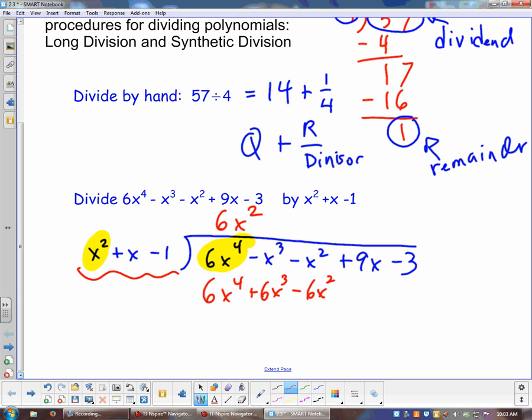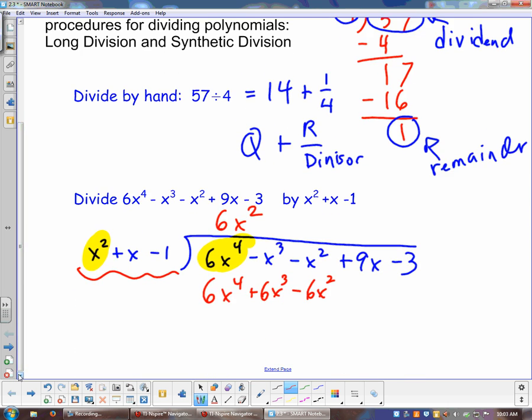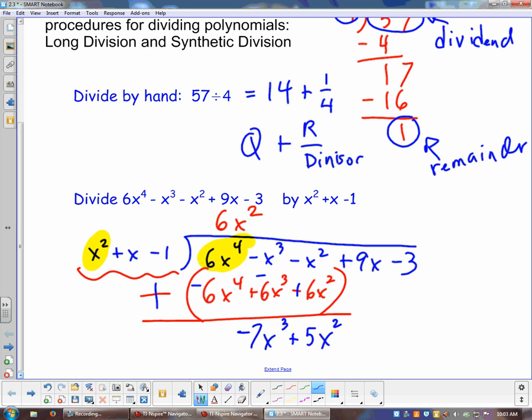Okay, so at this point, what was our next step in this process? After we multiplied, when we wrote it here, what did we do? Subtract. So we're going to need to subtract. I strongly recommend that you put a big parentheses around this whole thing, put a minus in front, but since we're subtracting, let's change this to addition, and then we're going to change the signs in this second polynomial. Now it's just adding. All right, so when we do 6x to the fourth plus a negative 6x to the fourth, that's 0. I'm not even going to write that. Negative x to the third plus negative 7x to the third, negative x squared plus positive 6x squared. 5x squared. What's the next step?